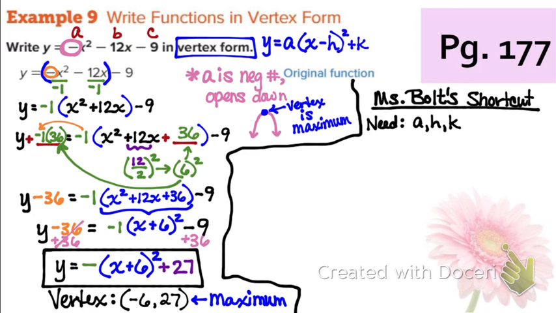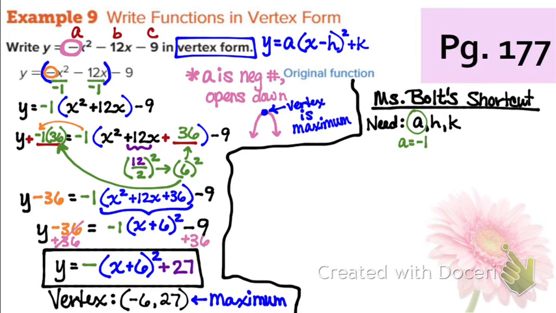Which one do we already know? We already know A. From our original equation, where do I see A? Where is A in this original equation? In front of the x squared. So what is our A value? -1.